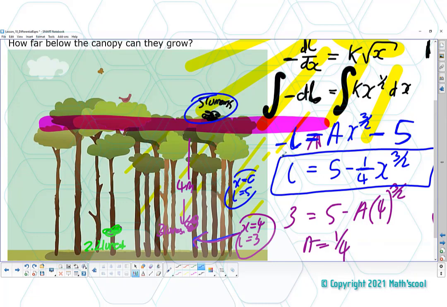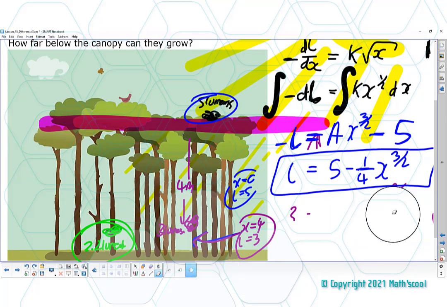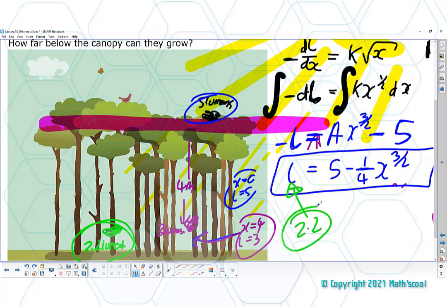Now, finally, I can do the 2.2 lumens, which is my jewel orchid. So put in L is 2.2 and then work out what x is.